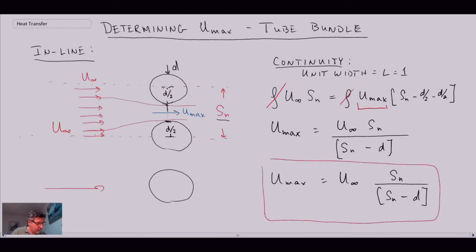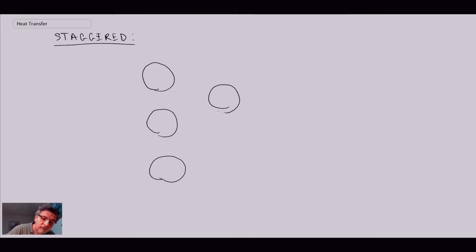The next thing that we want to do, let's consider the case that is slightly more complicated, where we have a staggered tube bundle. Okay, so there is our staggered tube bundle. What I want to do is put the dimensions on here.